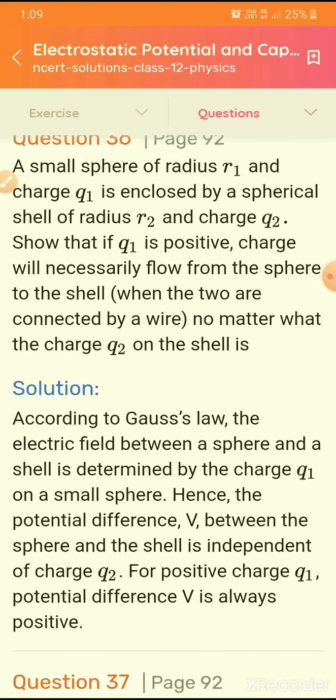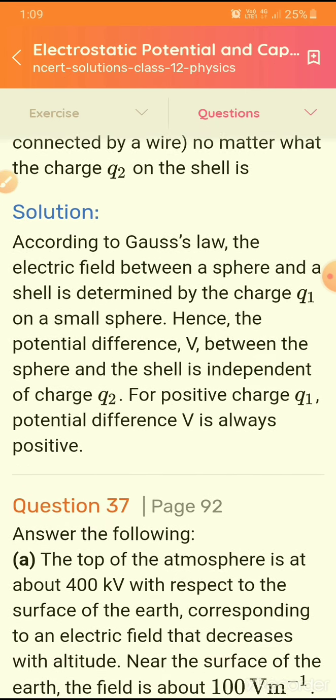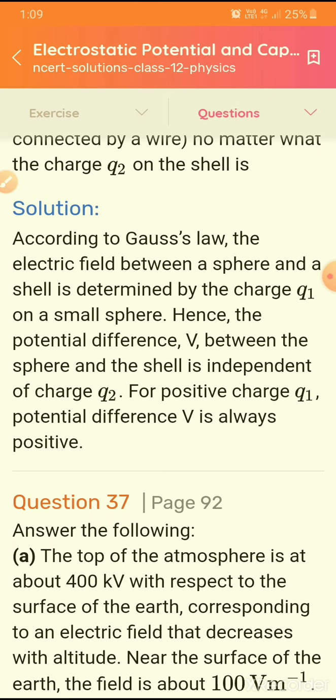We can go for the solution. According to Gauss law, the electric field between the sphere and the shell, the first one being the sphere and the second one the shell, is determined by the charge Q1 on the small sphere. Hence, the potential difference V between the sphere and the shell is independent of the charge Q2. For positive charge Q1, the potential difference V is also positive.